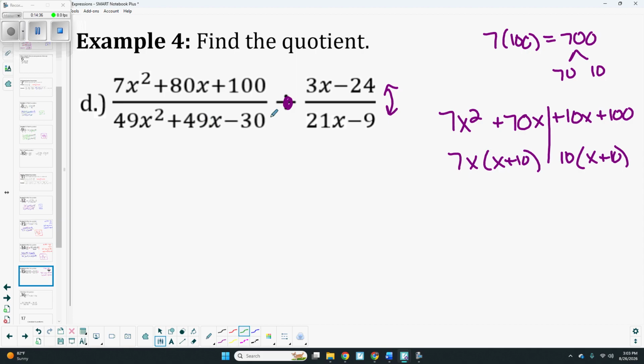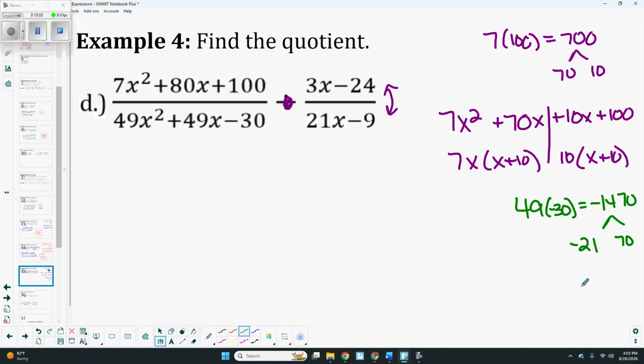Then for this one, we're going to start with 49 times negative 30. This is a big one, negative 1470. Looking for the numbers that multiply to negative 1470 and add to 49. We could be here a while. That's why I already did it ahead of time. Negative 21 and 70. So those add to 49.